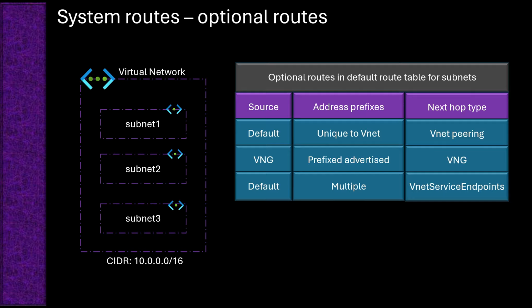Overall, these optional routes streamline connectivity within Azure VNets, simplify secure access to Azure services, and enhance on-premises integration through BGP or custom routes.